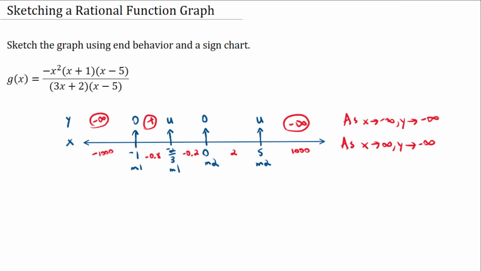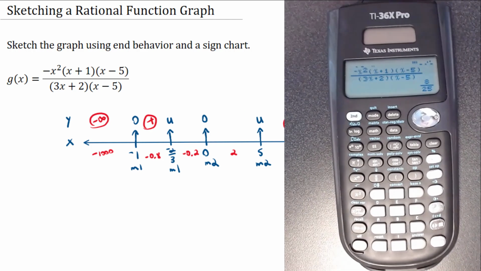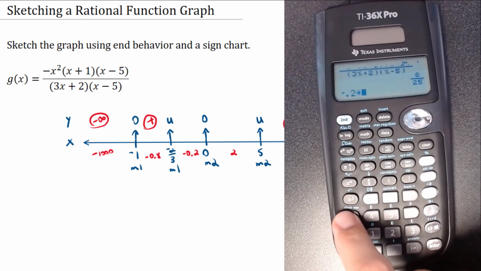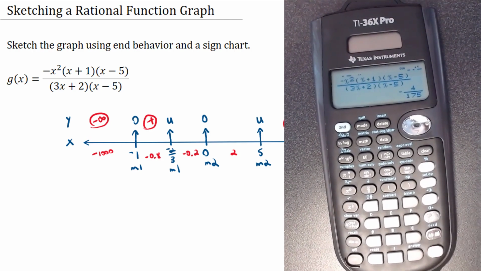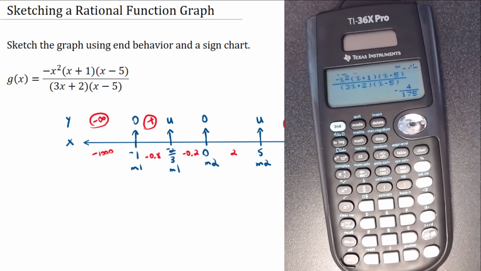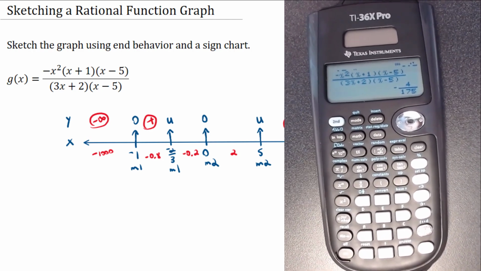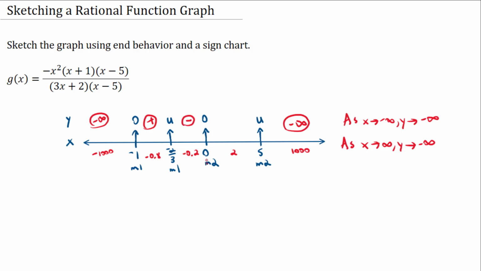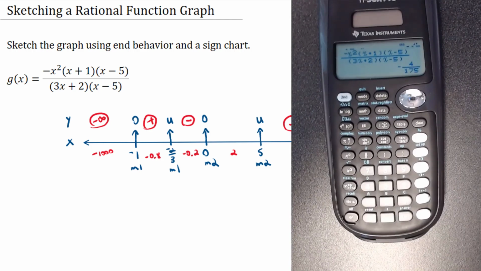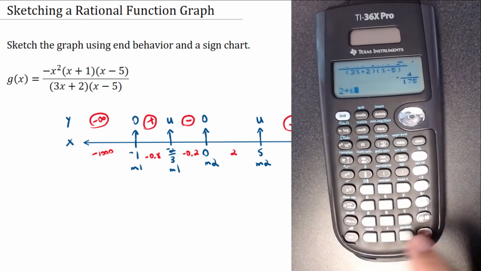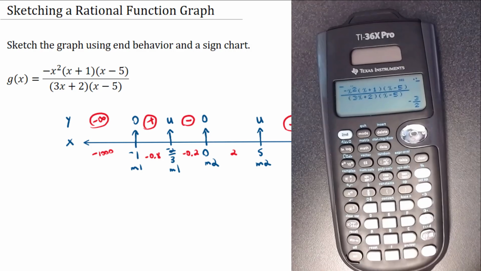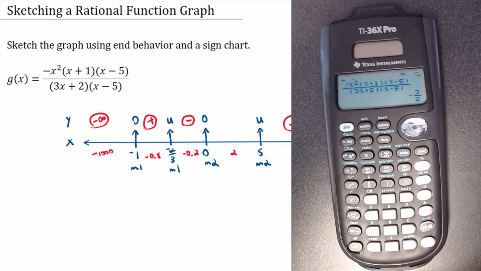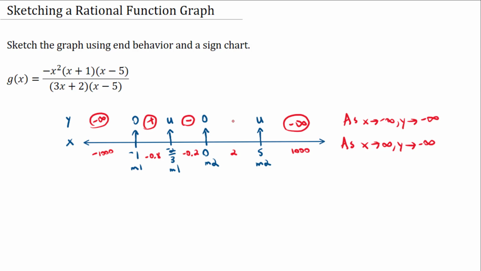Now let's look at negative 0.2. So we'll do negative 0.2, store for x, go highlight our function, select it, and calculate. We get negative 4 over 175. So there we get a negative output. So we'll put a negative output in that region. Now let's plug in 2. Okay, so we'll do 2, store x, go highlight our function and recalculate it, and we get negative 3/2. So we get a negative output when x equals 2.